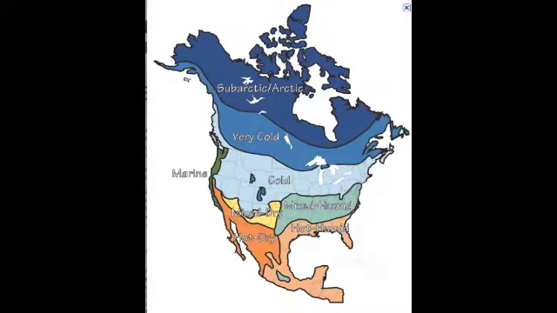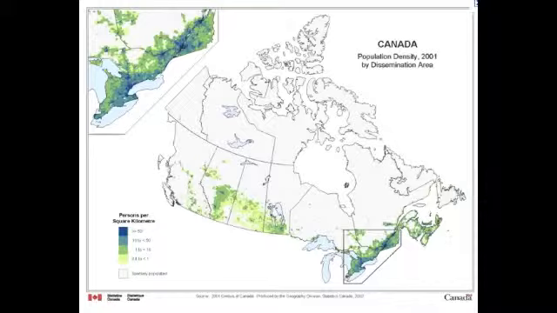This is an easy to understand climate map of North America. As you can see, the further north you go into Canada, the colder it gets. This explains the population density of Canada. 90% of Canada's population lives within 100 miles of the US border. This is simply because of climate. It is just too cold in the northern parts of Canada.